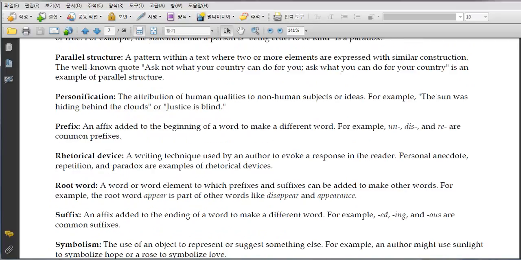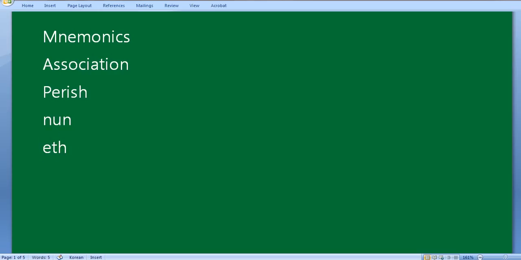Personification, prefix, rhetorical device. Rhetorical device is something we're definitely going to learn when we do the SAT essay. You should definitely know about this. I'll talk more about this maybe tomorrow, when we learn how to write an essay, but the words like ethos, pathos, and logos. Did you learn this in school? Where did you learn this? In English, right? Did the teacher really tell you what those are?